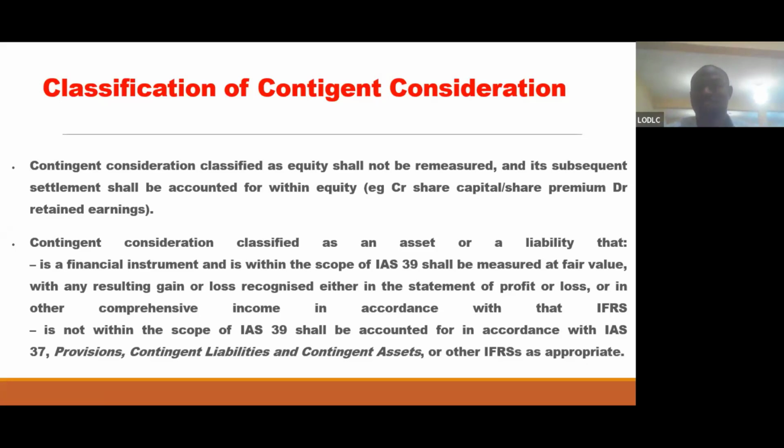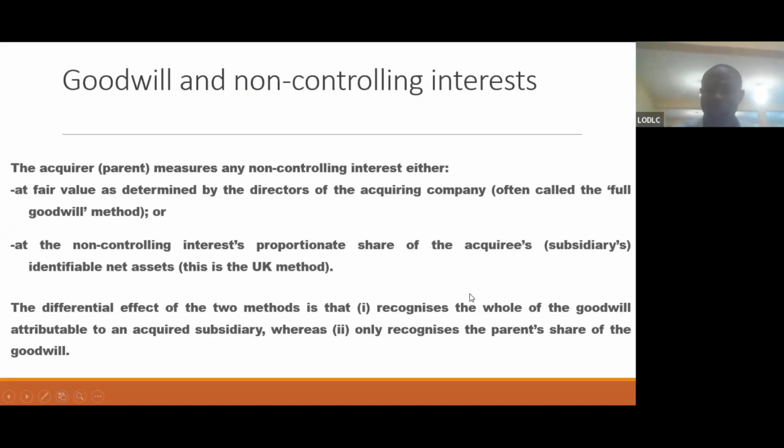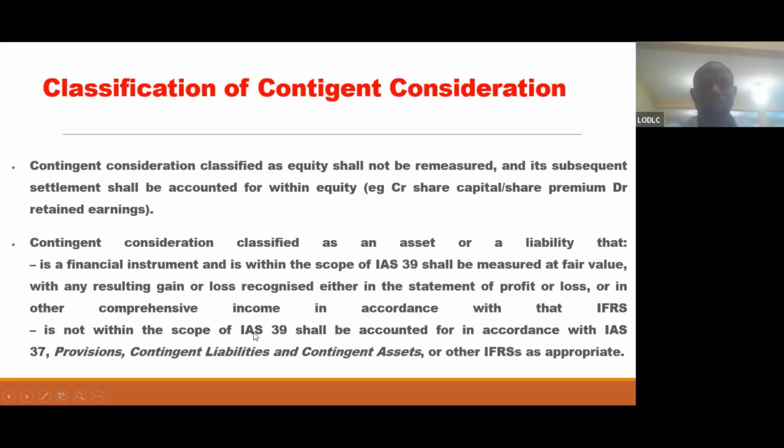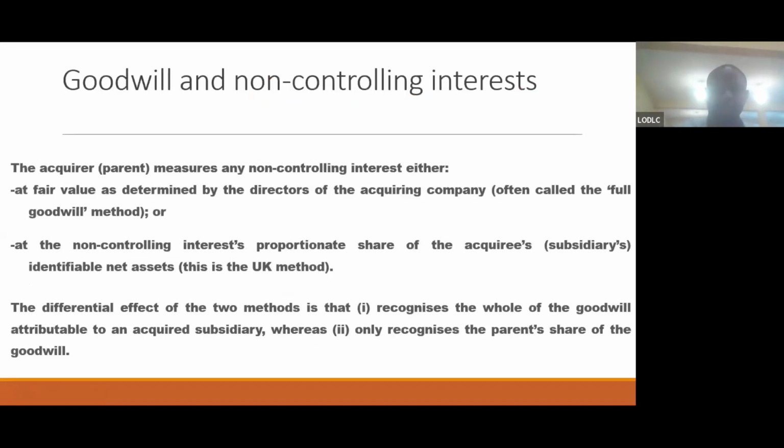So contingent consideration classified as an asset or liability that is a financial instrument and is within the scope of IAS 39, that's financial instruments, shall be measured at fair value with any resulting gain or loss recognized either in the statement of profit or loss or in other comprehensive income in accordance with IFRS 7 and 9. So then, if it's not within the scope of IAS 39, it shall be accounted for in accordance with IAS 37, that is provisions, contingent liabilities, contingent assets, or other IFRS as appropriate.